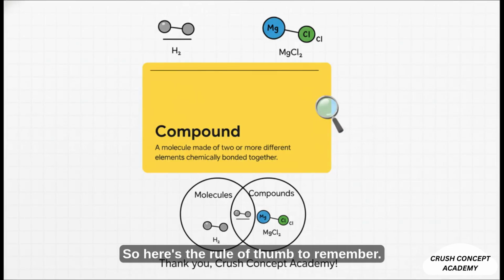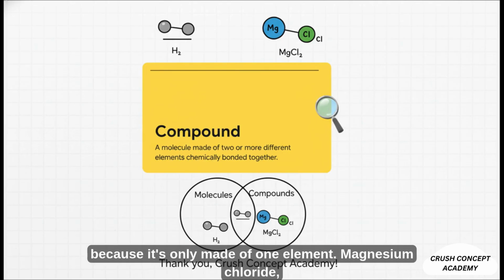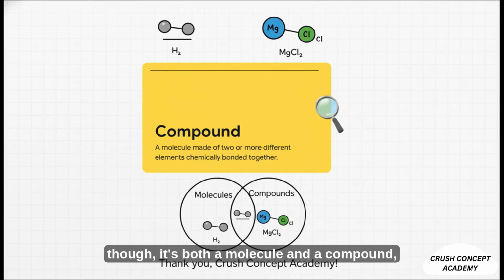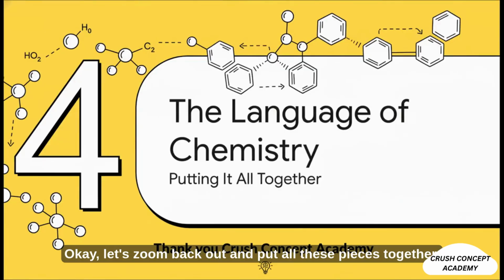So here's the rule of thumb to remember. All compounds are molecules, but not all molecules are compounds. Our hydrogen molecule, H2, is definitely a molecule, but it is not a compound because it's only made of one element. Magnesium chloride, though, it's both a molecule and a compound because it's built from two different letters, Mg and Cl.